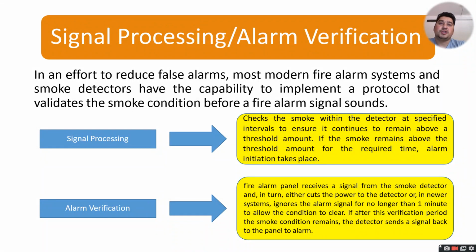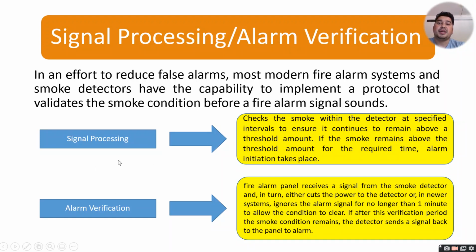So signal processing checks the smoke within the detectors at specified intervals to ensure it continues to remain above a threshold amount. If the smoke remains above the threshold amount for the required time, alarm initiation takes place. So by this process, it will verify.